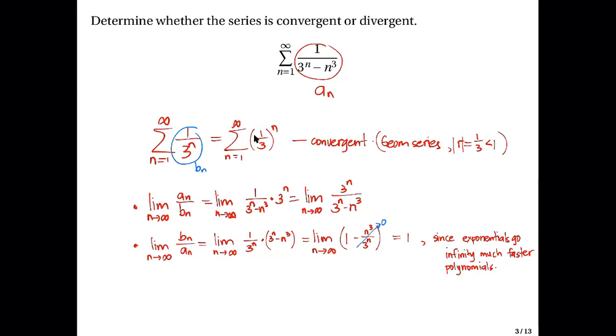And since this guy here is convergent, we conclude that the original series, the series from n equals 1 up to infinity of 1 over 3 to the n minus n cubed, is also convergent.